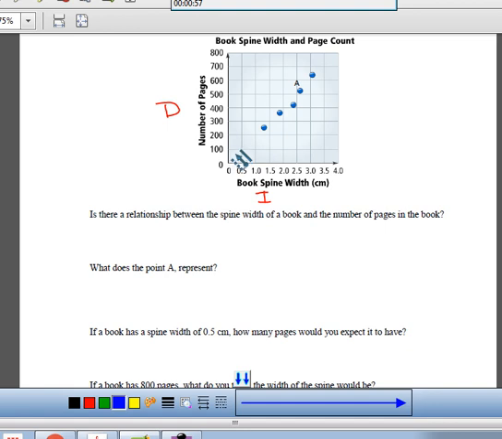And I think it's a pretty clear answer. Let's see here. That looks like a pretty decent line. Actually, you know what? That is not a good line, because this one should start at 0. Because if it has a spine width of 0, then clearly there can be no pages. Why can't I start at the origin? Alright, close enough.